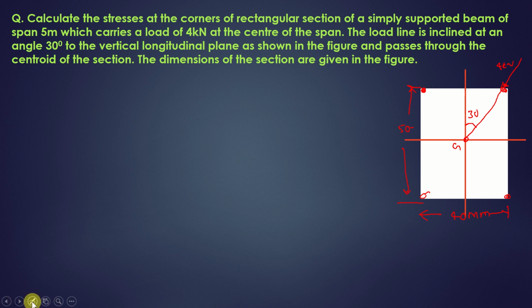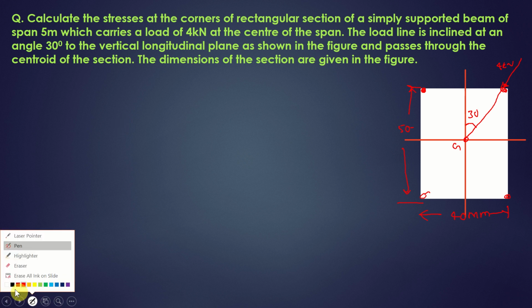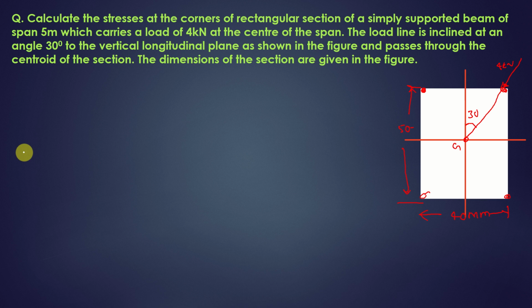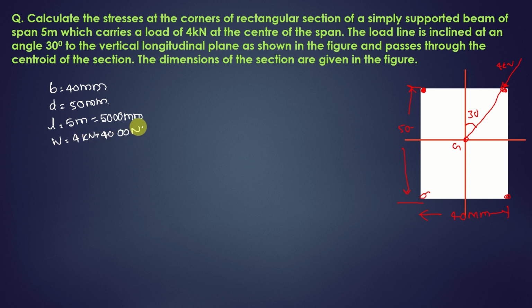So let us see the data which was available. Here breadth of the section B is equal to 40 mm, depth we have 50 mm, right? And length of the span is given as 5 meters. Let me take all the parameters in mm. We have distance and forces here. So let me take load in Newton and distance in mm. So the span can be considered as 5000 mm. 1 meter is 1000 millimeters. W is 4 kilonewton, that is 4000 Newton.